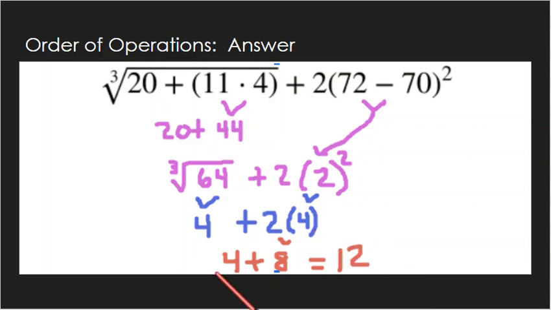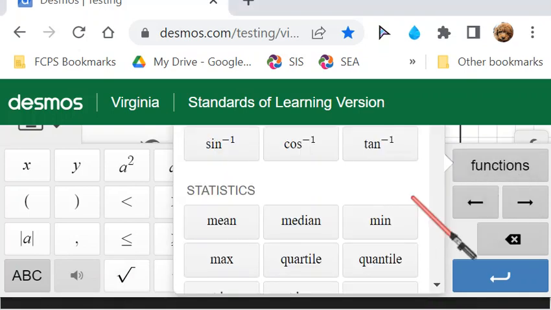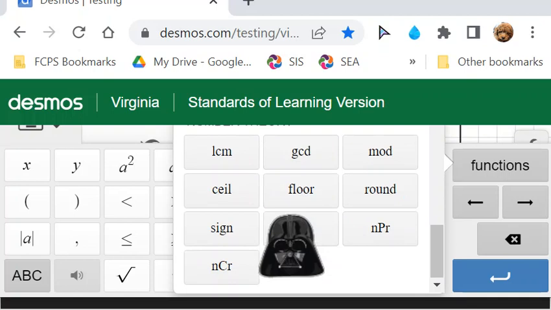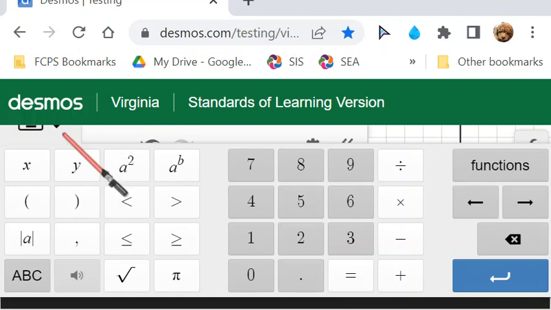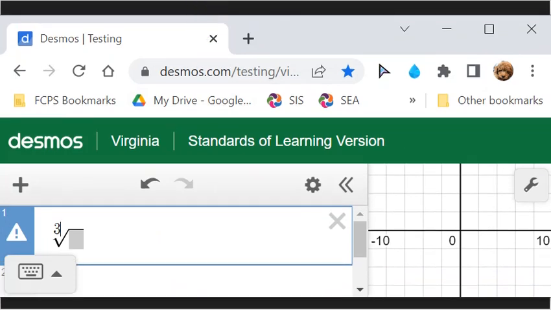Okay, so let's put this into Desmos so you can see how to do it on there. The first part of this problem has a cube root written in it, so we can't use this regular radical here. We have to use the cube root. If you don't remember where that is, hit functions, scroll all the way down to the bottom, and hit the one that has the radical with a little n inside of it. I'm going to minimize this so you can see it. There it is, and we type in 3, and then we can type in everything else that was underneath it.